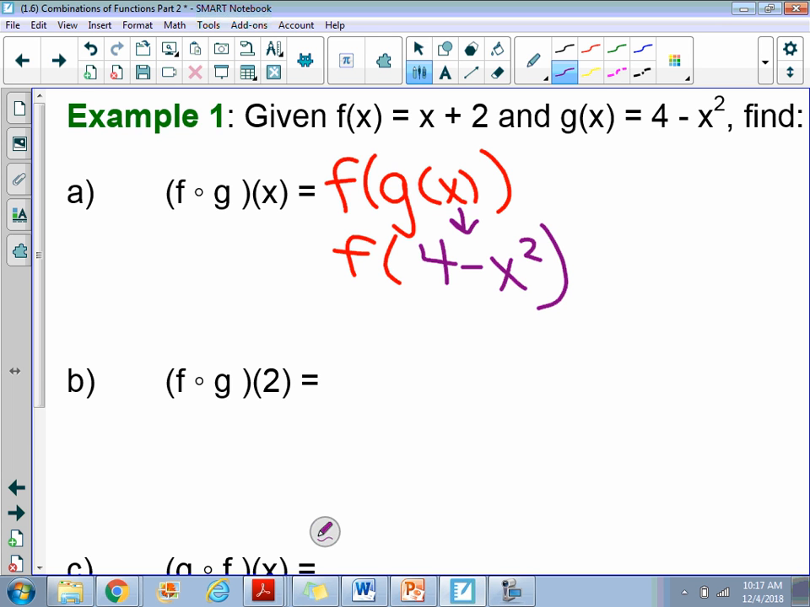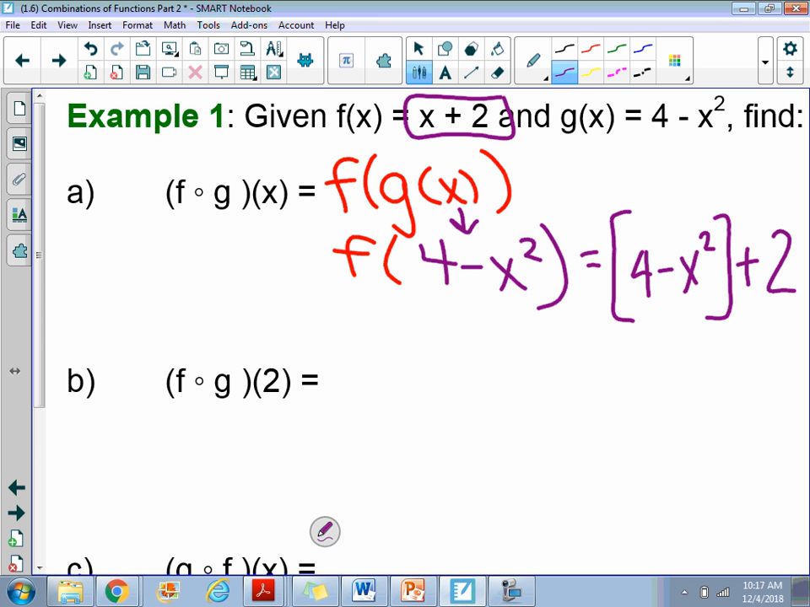So anywhere you see an X, that gets plugged in. So if your function is this, right? This is your X. That's where you plug it in at. So I'm going to leave a big gaping hole, plus 2. This is my F function, X plus 2. What am I filling in for the X? 4 minus X squared. 4 minus X squared. And then you're just going to combine your like terms. So my final answer would be, either negative X squared plus 6 or 6 minus X squared. That's it.